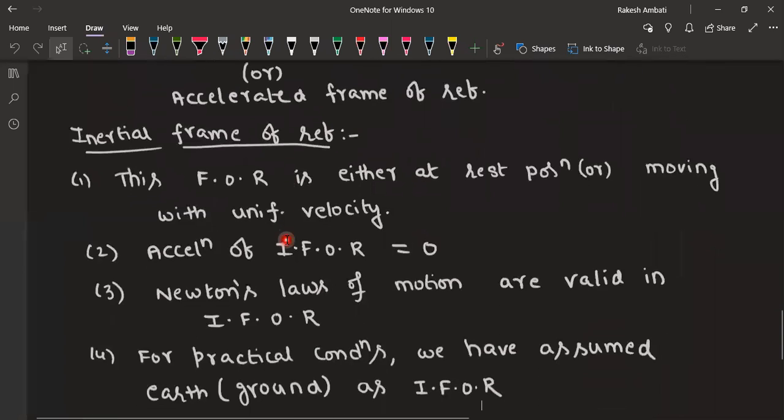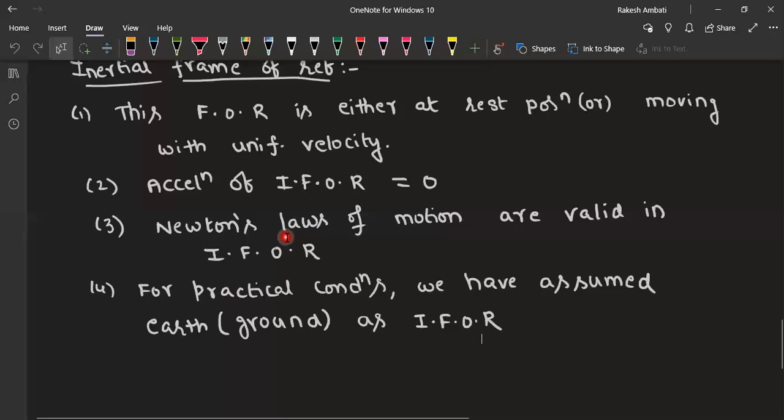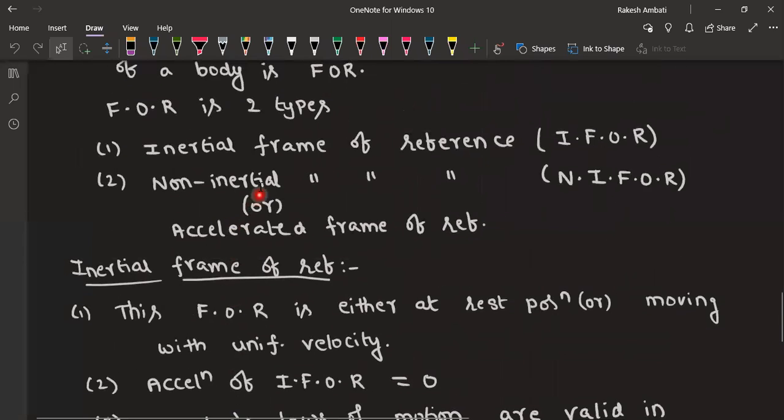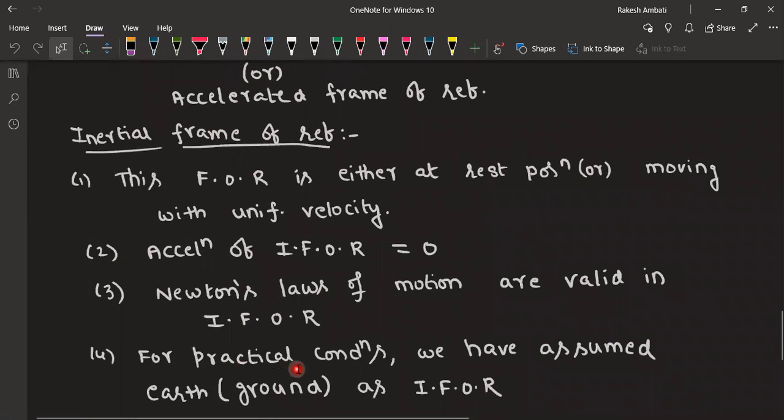So generally earth comes under uniform circular motion. In the case of uniform circular motion, centripetal acceleration is present. If acceleration is present, it comes under non-inertial frame. But as per practical conditions, we have taken earth as inertial frame of reference. Why? Because we are doing all the experiments.